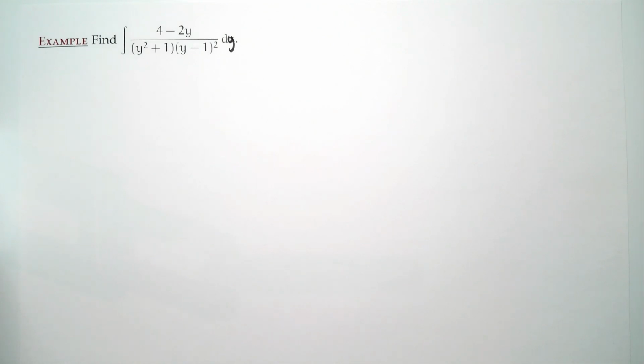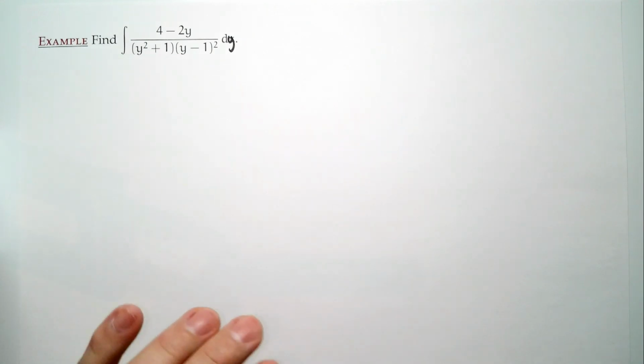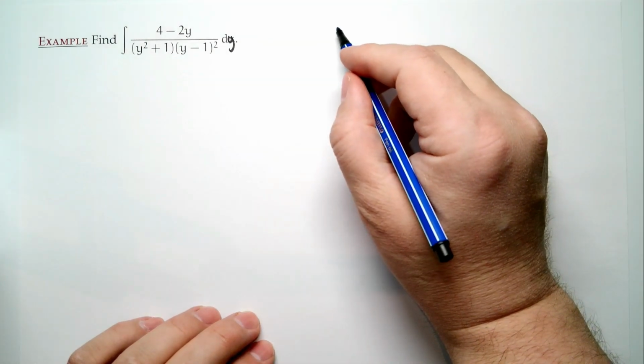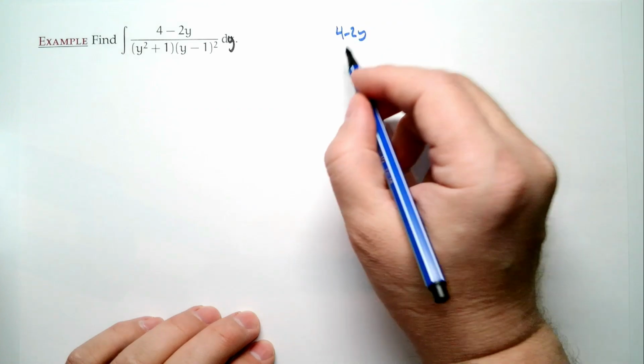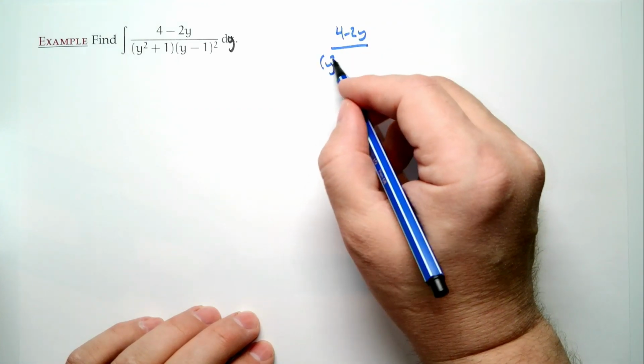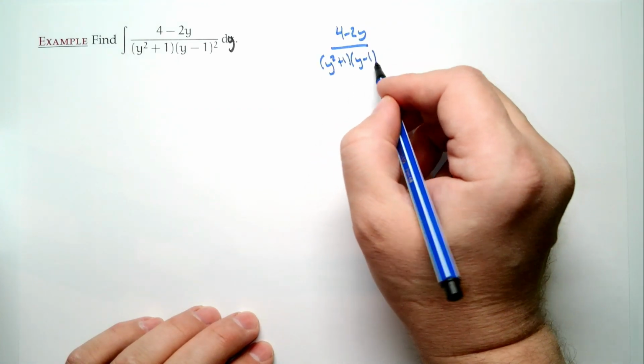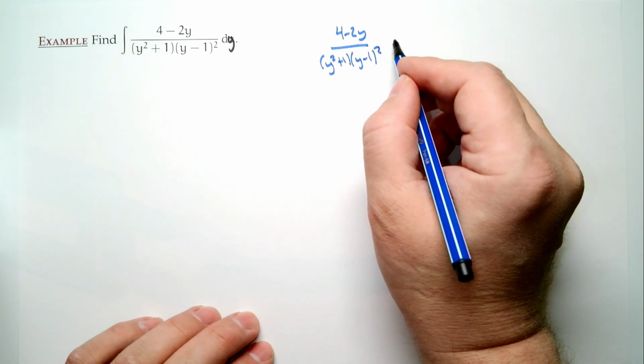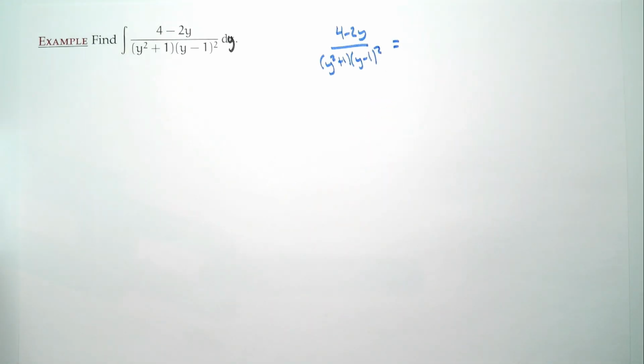Do we need to do any factoring? No. They factored for us. That was very nice of them. So we're ready to go straight into partial fractions. So we're not even going to start the integral. We're going to do algebra on the side first. So here we go. We're going to say 4 minus 2y, divided by (y squared plus 1) times (y minus 1) quantity squared. All right. So that's going to be equal to something.